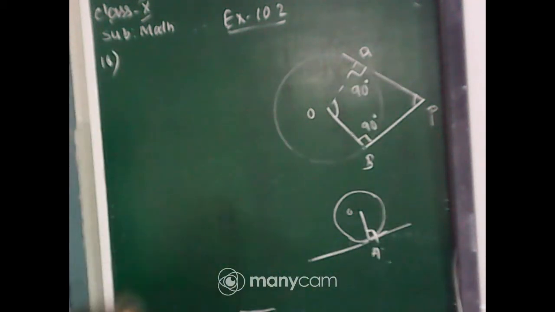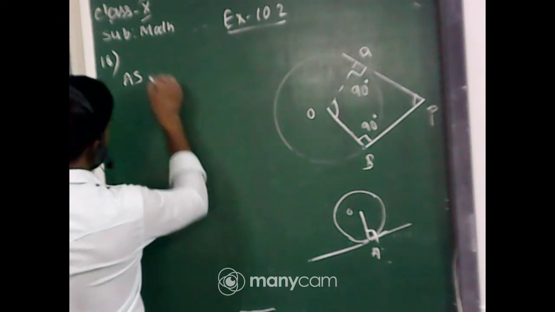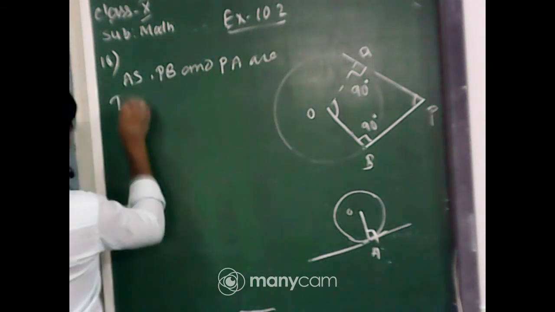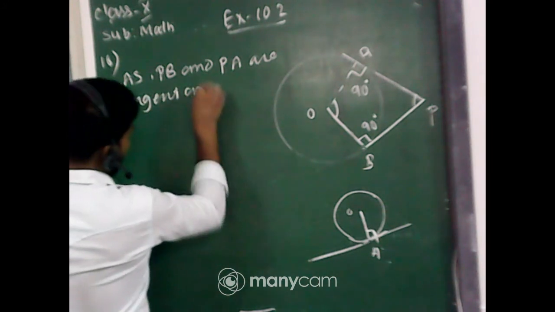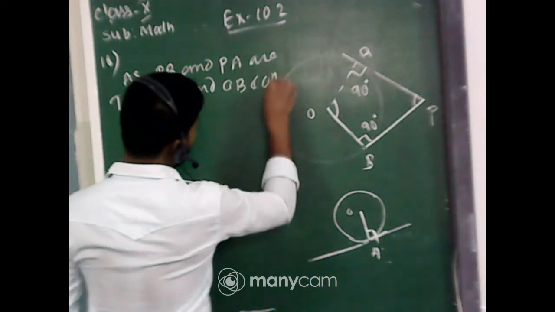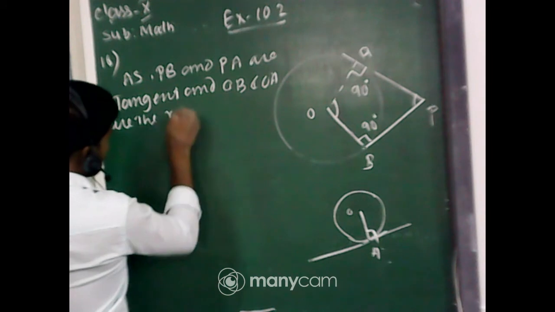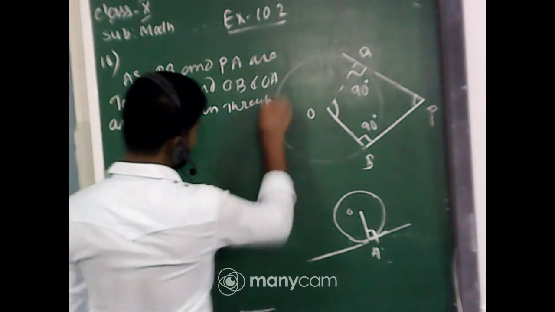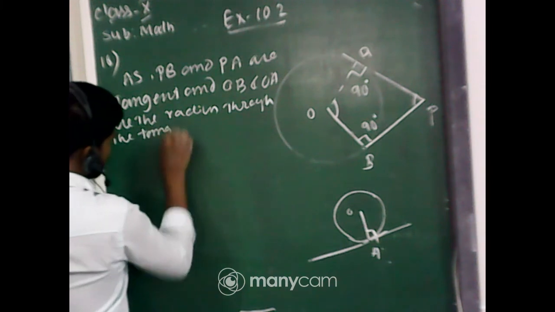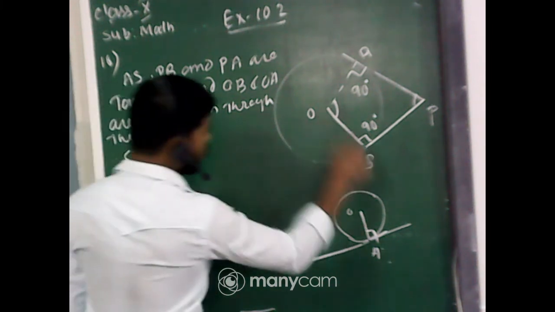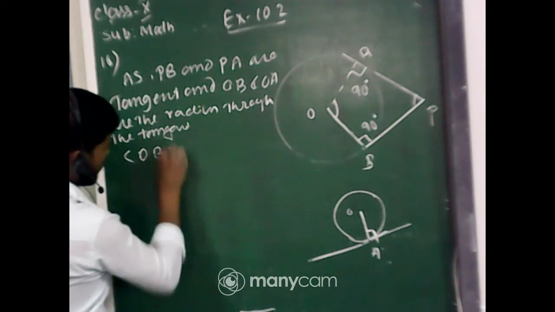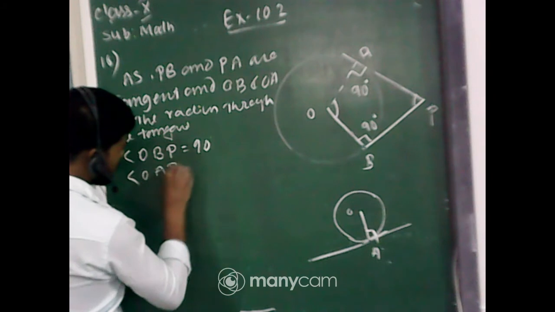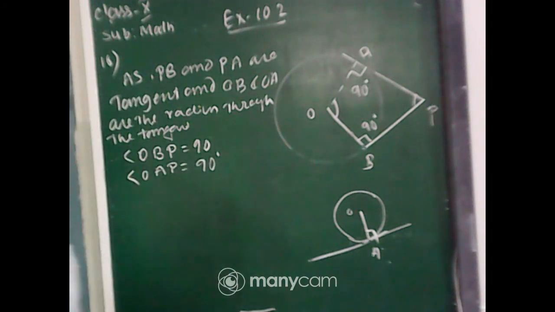Clear? So first write these two things: as PB and PA are the tangents and OB and OA are the radii through the point of contact, therefore angle OBP will be 90 degrees and angle OAP will also be 90 degrees. Okay, now look at the diagram.